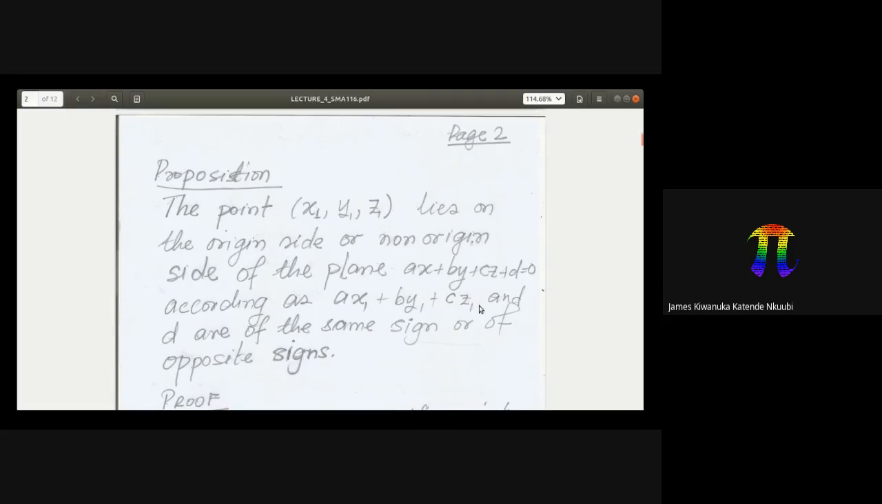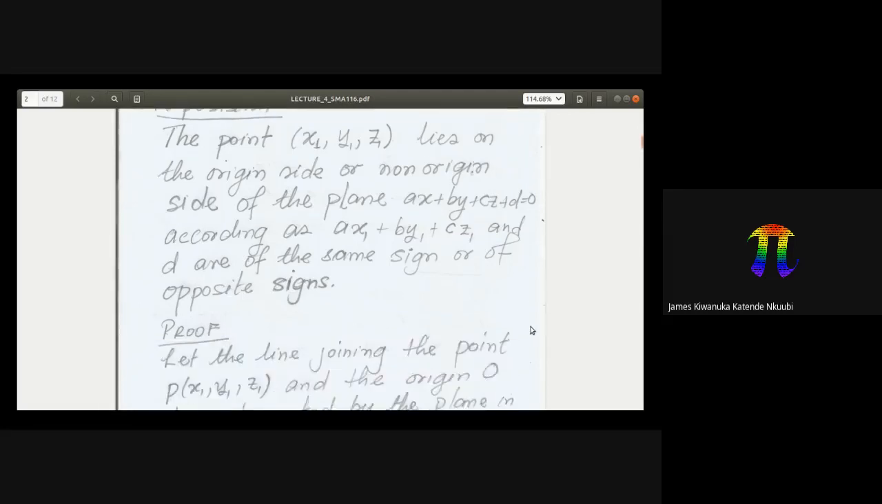I'm not sure whether I need to add D here. I'll check this. There's something here I'm not sure about. Remind me to get back to you or in tomorrow's class. Yes.